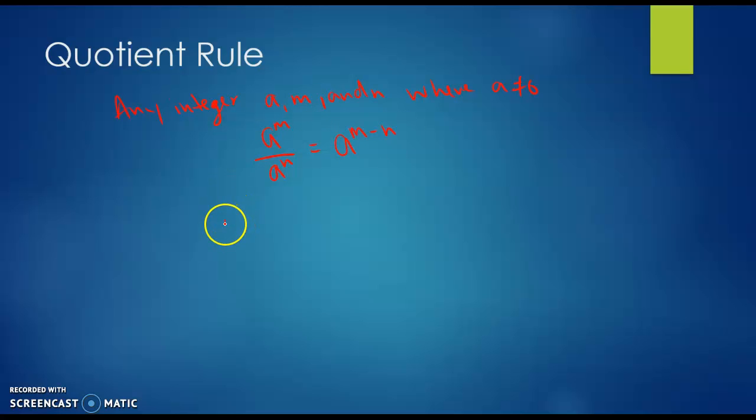Why does that work? Well, if we did something like A to the 4th over A squared, we would end up with 1, 2, 3, 4 A's in the numerator and 2 A's in the denominator. And then when we divide out, we would be left with A times A, which is A squared. So if we do A to the 4 minus 2, we also end up with A squared. So again, it's that pattern.